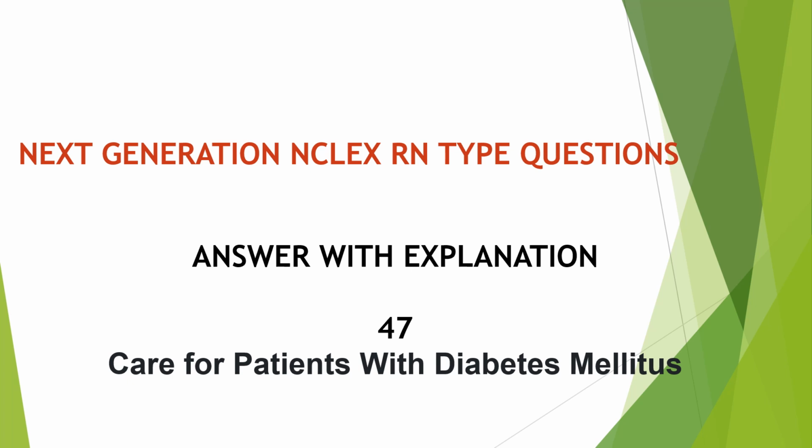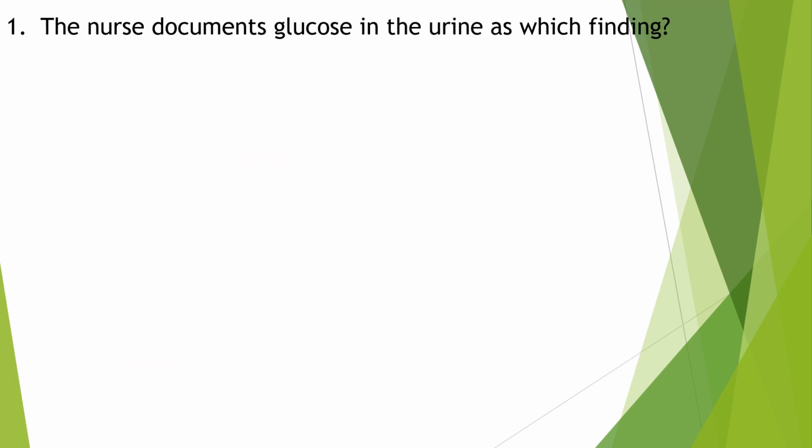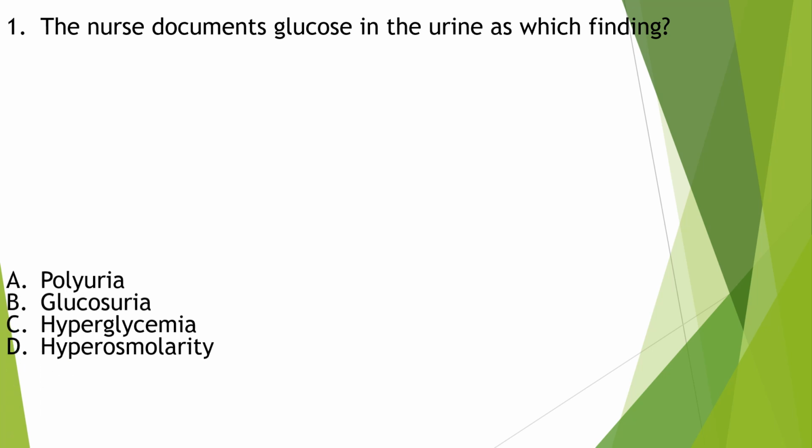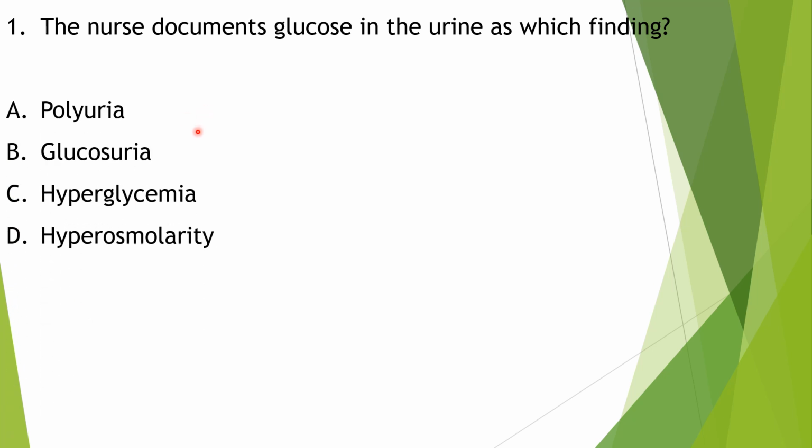Let's see an NCLEX RN video based on care for patients with diabetes mellitus. The nurse documents glucose in the urine as which finding? Polyuria, glucosuria, hyperglycemia, hyperosmolarity. Glucosuria is glucose in urine. Polyuria is excessive urine output. Hyperglycemia is high serum glucose, and hyperosmolarity is increased body fluid osmolality or concentration.